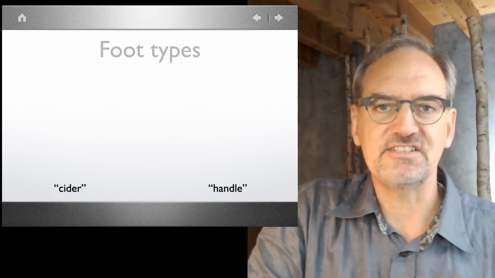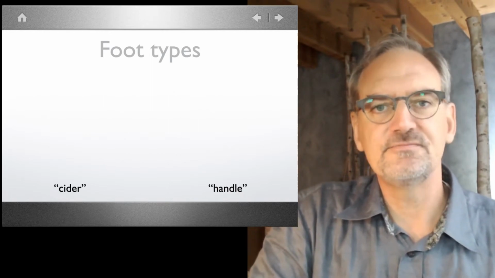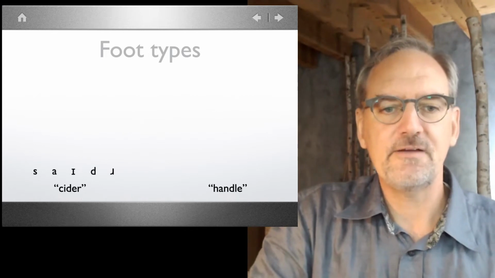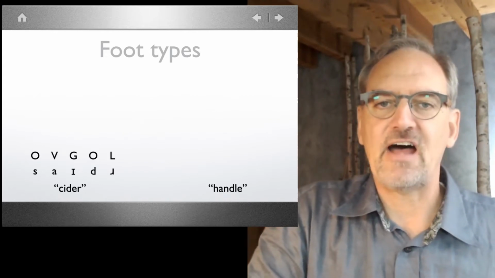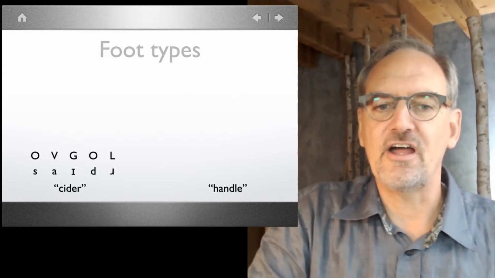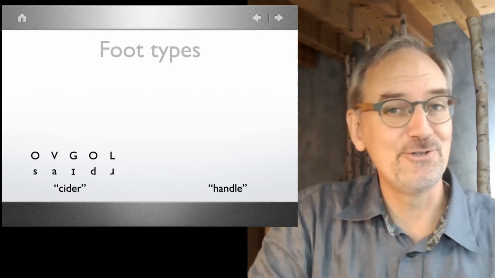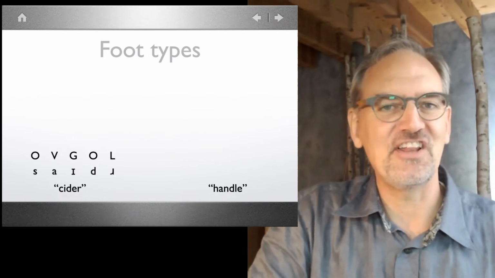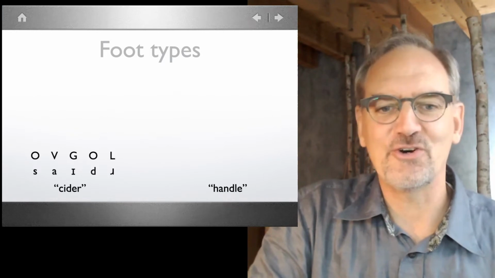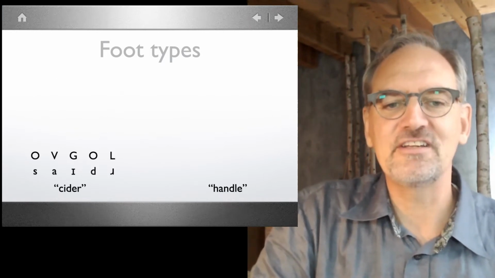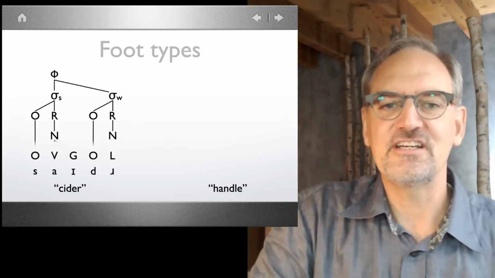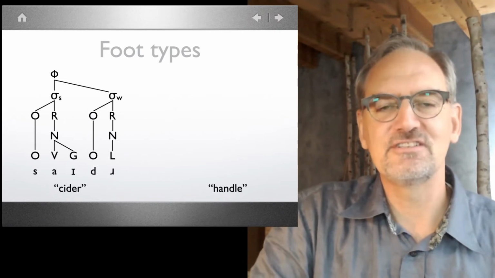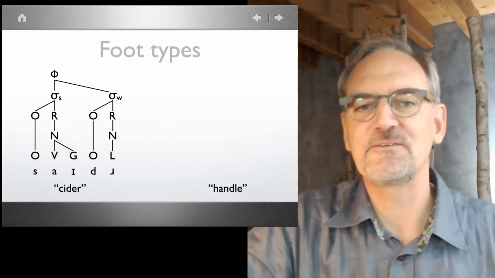And so let's look at just a couple examples. The word cider and the word handle. Okay. So cider is made up of 5 segments. There are 2 sonority peaks. Right? That final glide is higher sonority than the obstruent before it. So this foot is made up of 2 syllables for those 2 sonority peaks.